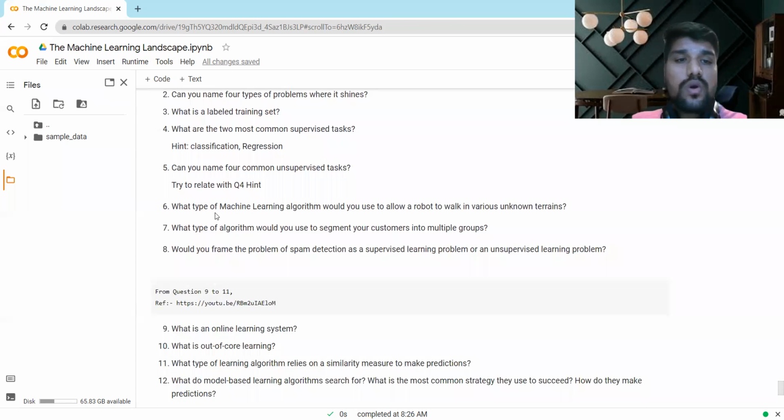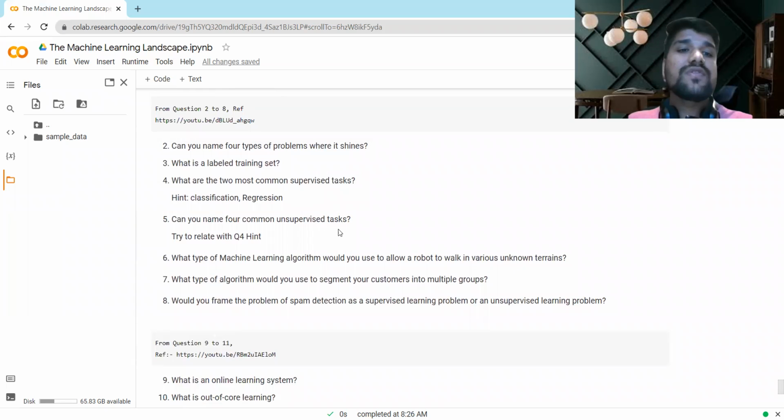Next question: what type of machine learning algorithm would you use to allow a robot to walk in various terrains? Okay, this has already been explained in the video. What type of algorithm would you use to segment your customers into multiple groups? Okay, again, this has been explained. Would you frame the problem of spam detection as a supervised learning problem or an unsupervised learning problem? Just think about it and give the answer very carefully.